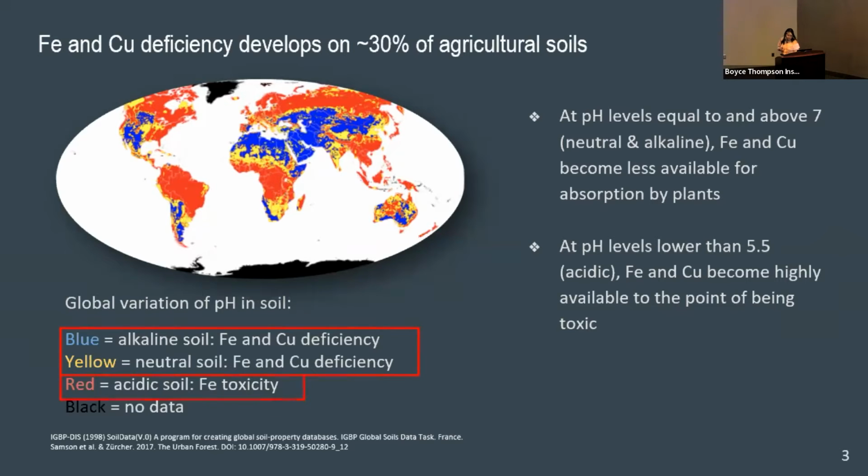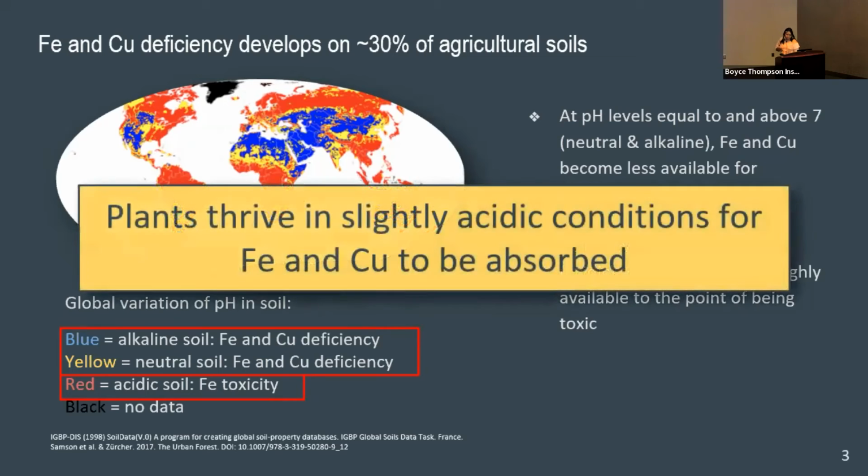Additionally, areas marked in red represent acidic soils that lead to toxic levels of iron. So toxic levels are represented in around 50% of ag soils, and iron and copper deficiency develops in around 30% of ag soils. So plants need to thrive in slightly acidic conditions in order to avoid this deficiency and toxicity. But how are plants surviving in extreme copper and iron deficiency and accumulation?